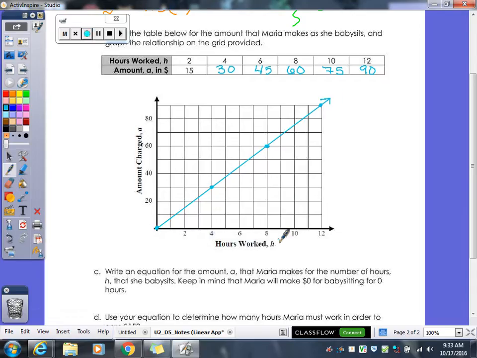This graph would have an arrow on just one of the sides because it could keep going. She could babysit longer than 12 hours. Could she babysit less than 0 hours though? No, so that's why there's no arrow over here at the 0. That's just a dot. They also didn't say this is 12 hours in a row. She could have just been 12 hours this week. There's no arrow here because she can't work less than 0 hours. But there's an arrow here because she could babysit for more than 12.